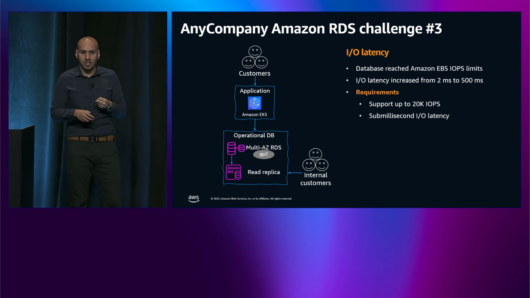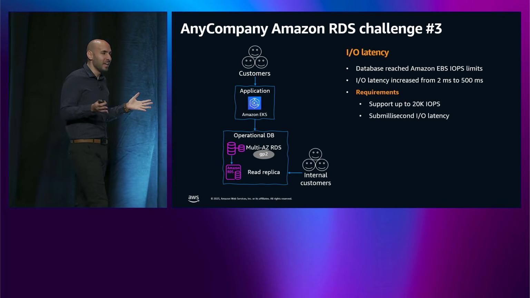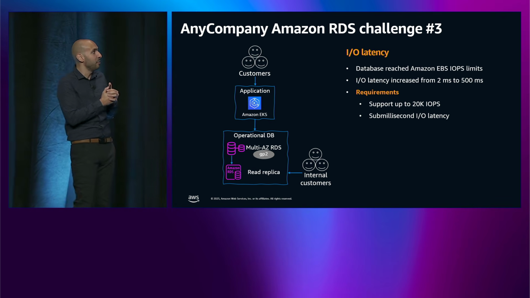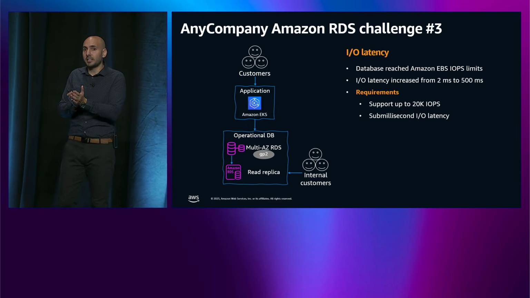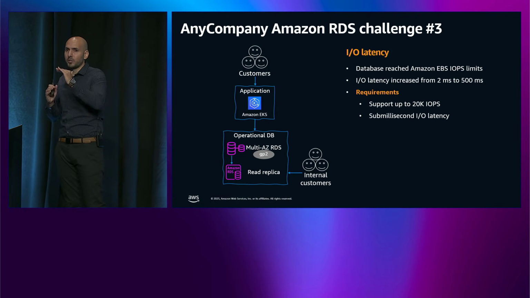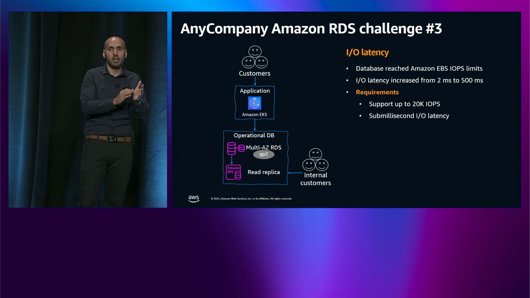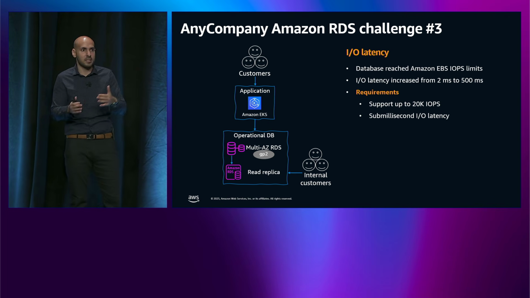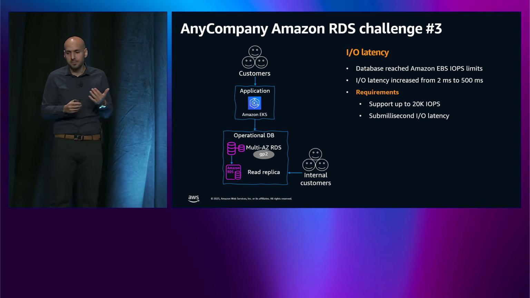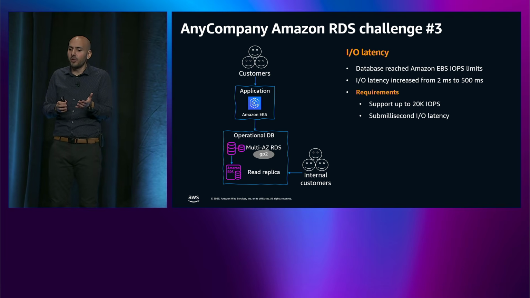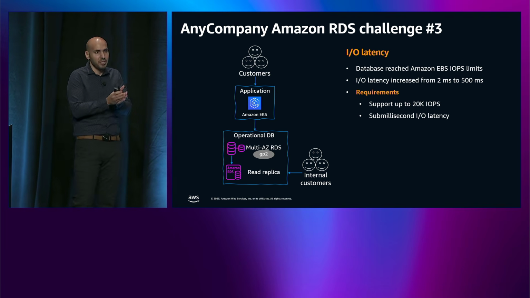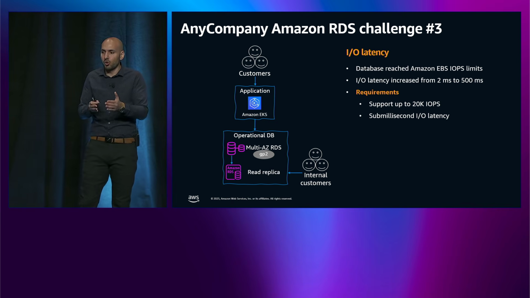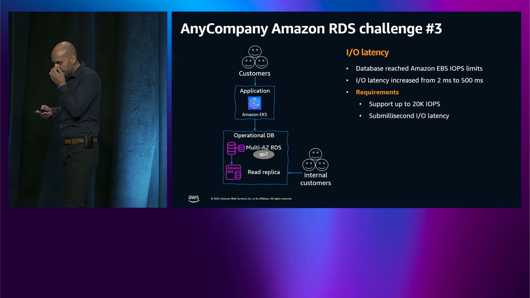So back to any company for another challenge, and this time it revolves around EBS IO latency, as you probably guessed, because we're talking about EBS now and storage. As the database scaled, they reached EBS IOPS limits. So essentially, they saw a spike from 2 millisecond IO latency to 500 milliseconds. That's a significant performance hit. This is a scaling issue we occasionally see where high IO demand could lead to bottlenecks. So we need to find a solution that ensures sustained performance under load.